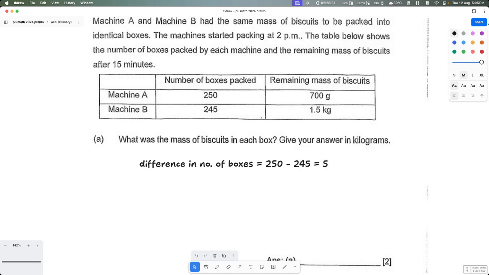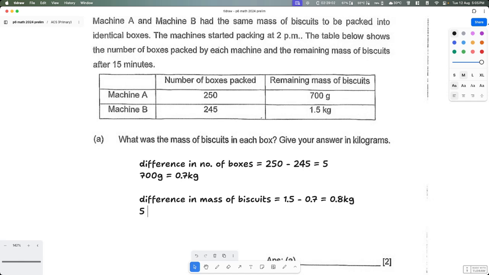Then the difference in mass of biscuits is equal to 1.5. This is in kilograms, so I'm going to convert 700. 700 grams is equal to 0.7 kilograms. So 1.5 minus 0.7 will give us 0.8 kilograms.